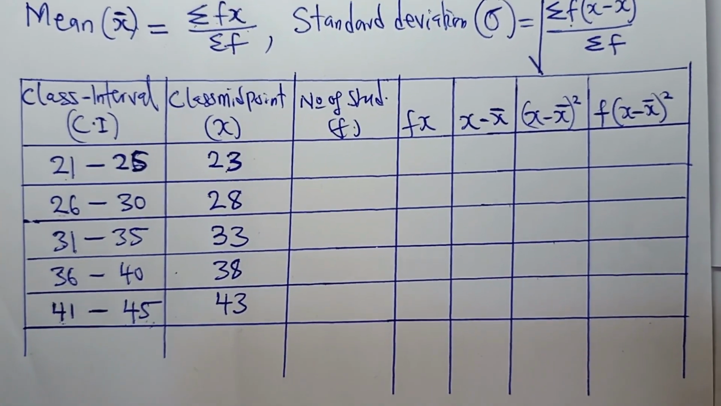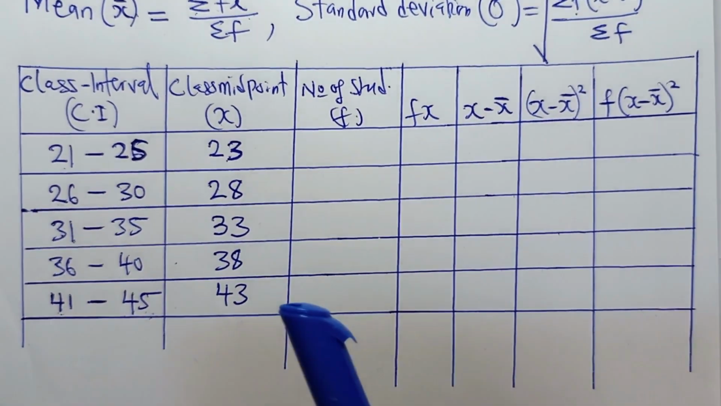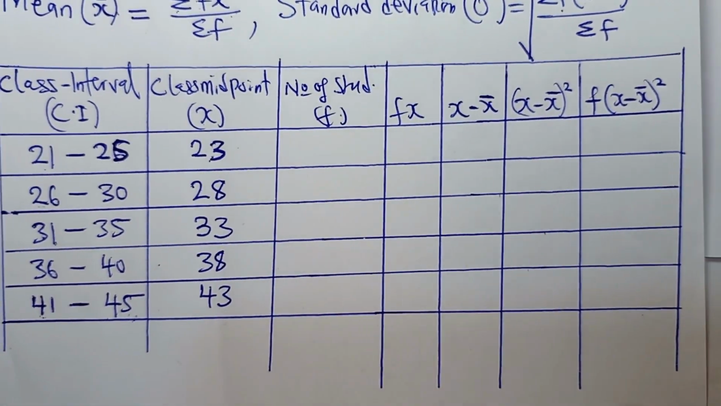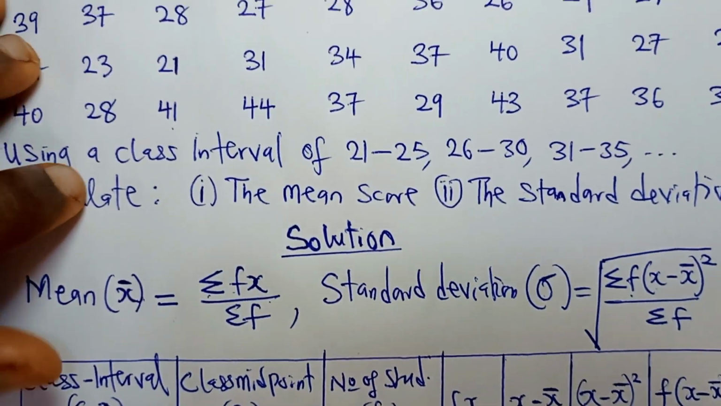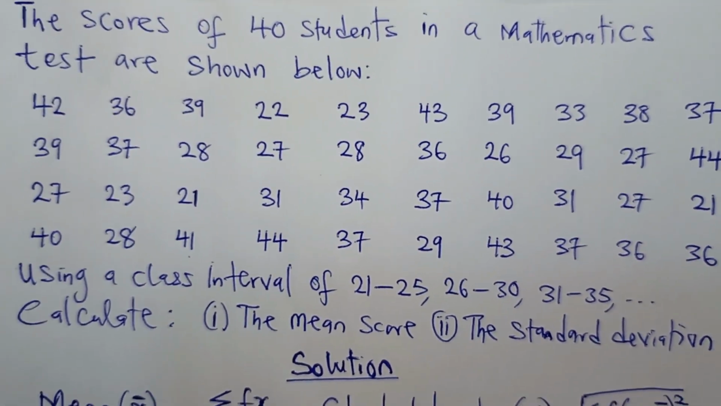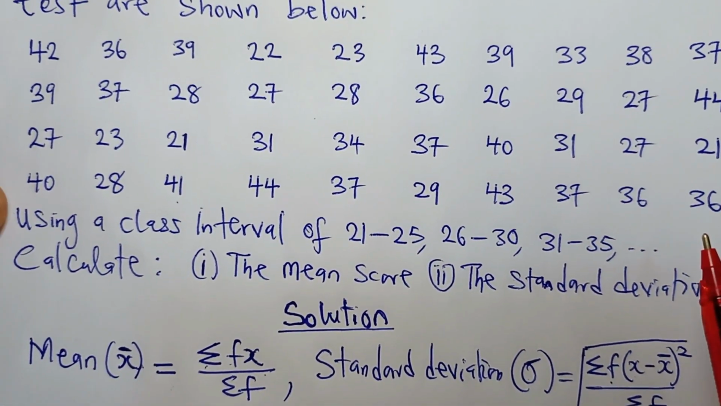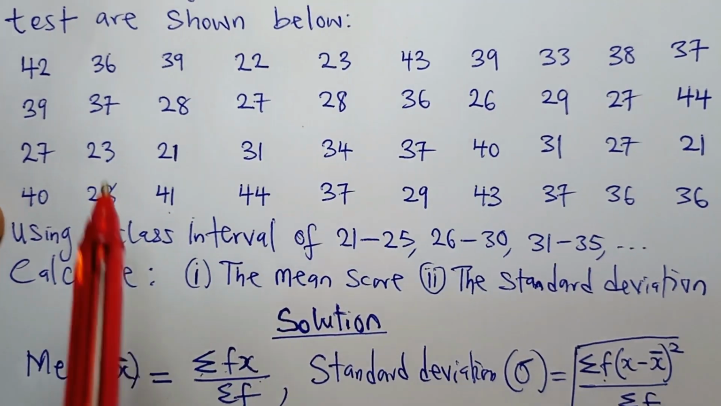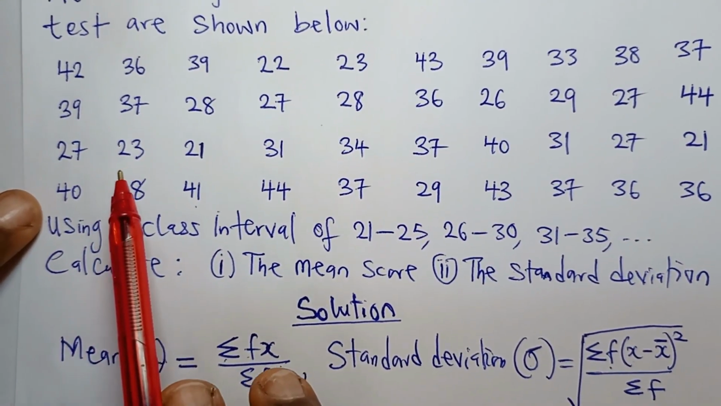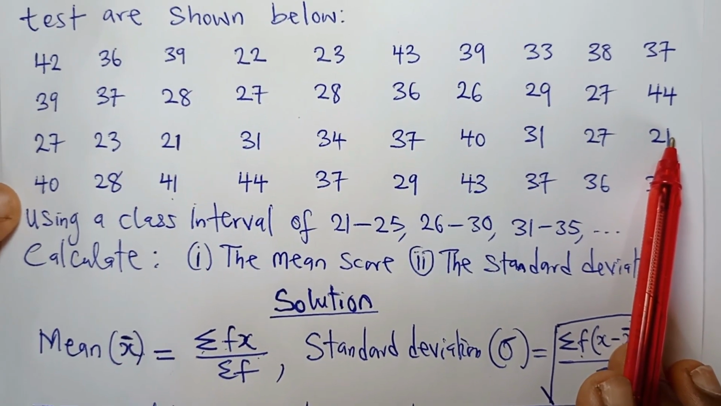Now, interesting, let's proceed. How do we get the frequency? This is where, when you make one mistake, it will affect everything. You have to be very careful now. So to get the frequency, we'll come back to this distribution. You see these numbers here? That is where we'll get the frequency from. The first interval in the table is 21 to 25. So from this distribution, anywhere I see numbers from 21 to 25, I will count it or circle it to know how many are in that class.